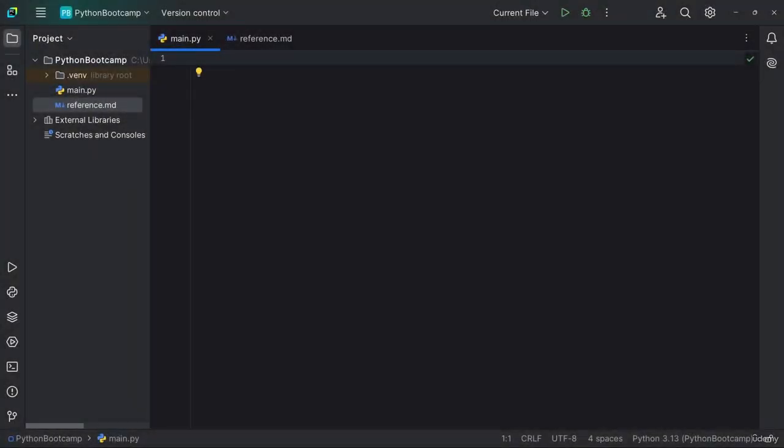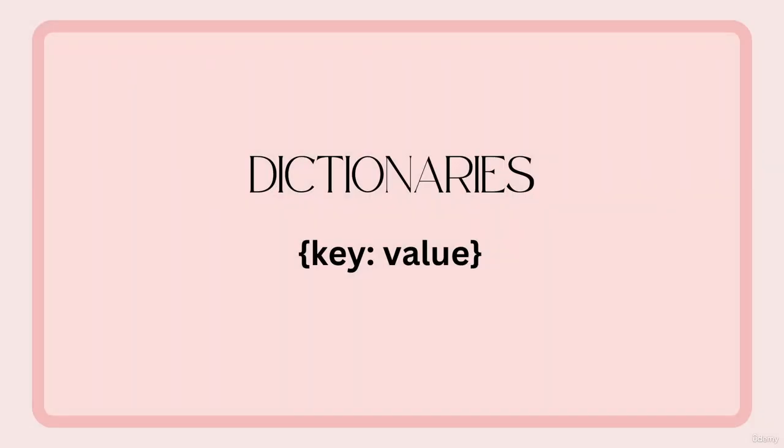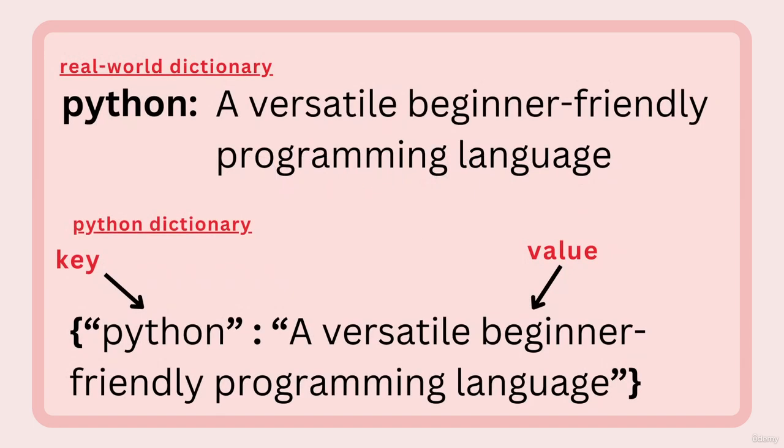Welcome back. In this lesson, we are considering another useful data structure in Python called dictionaries. Unlike tuples and lists, which store items in a sequence, dictionaries allow you to store data in pairs. Each item has a key and a value. You can think of a dictionary like a real-world dictionary, where each word is associated with a definition. So the word is the key and the definition is the value.